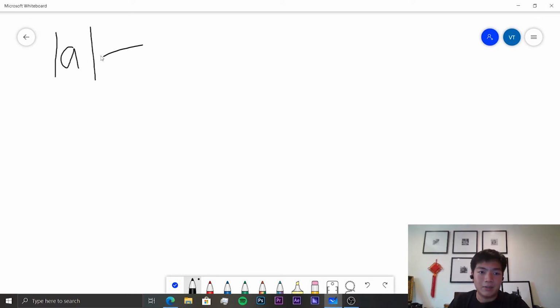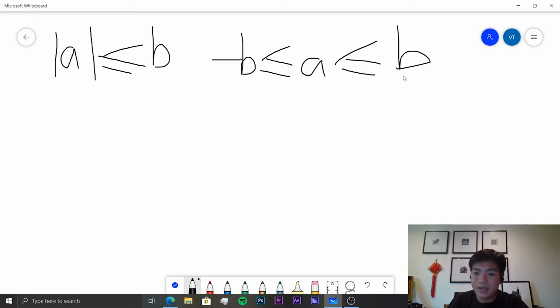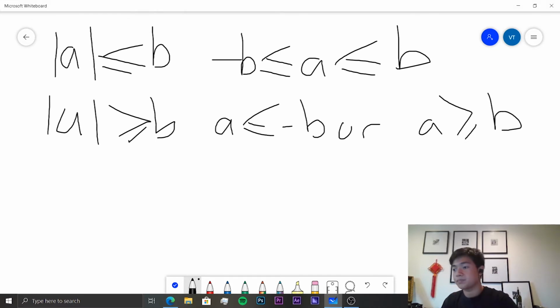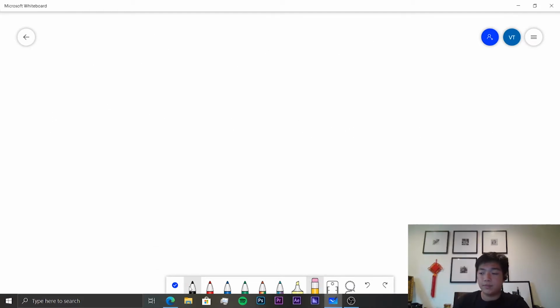First of all, if the absolute value of A is less than or equal to B, then A is clearly between negative B and B. And if the absolute value of A is greater than or equal to B, then A is less than or equal to negative B, or A is greater or equal to B. Okay, that was pretty much it. So let's look at some problems.